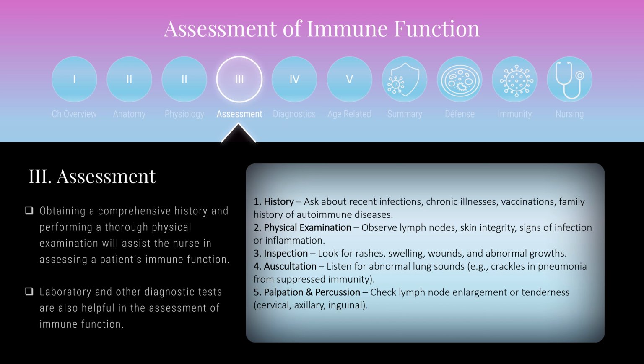3. We inspect, look for rashes, swelling, wounds, and abnormal growths. 4. Auscultation: listen for abnormal lung sounds, crackles in pneumonia from suppressed immunity. 5. Palpation and percussion: check lymph node enlargement or tenderness, like cervical, axillary, and inguinal.